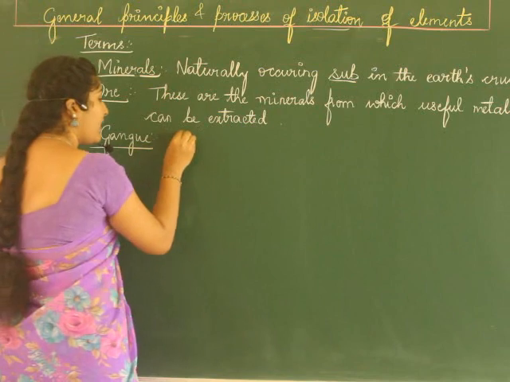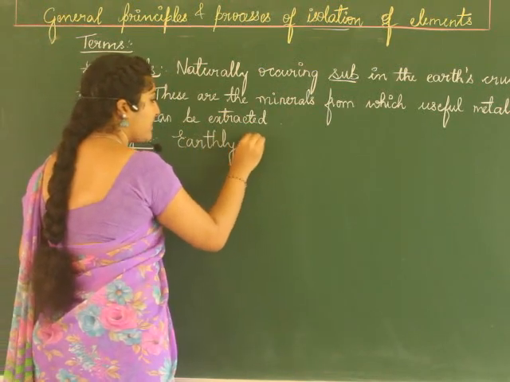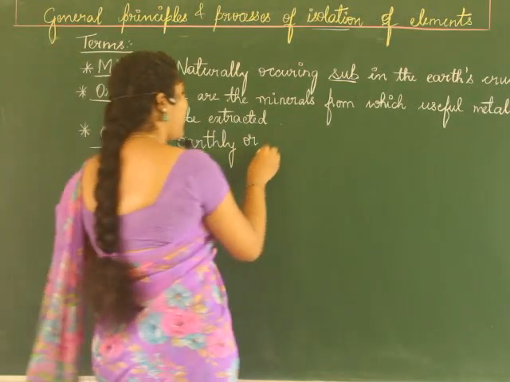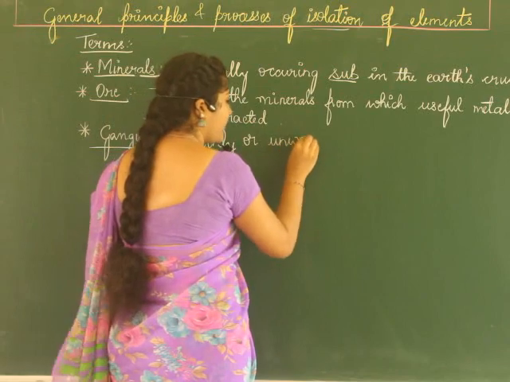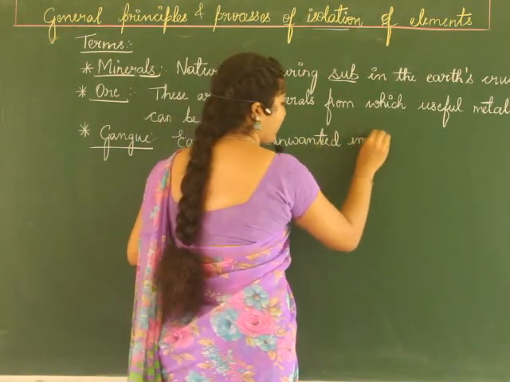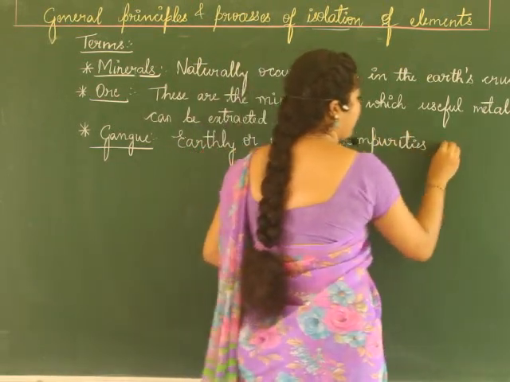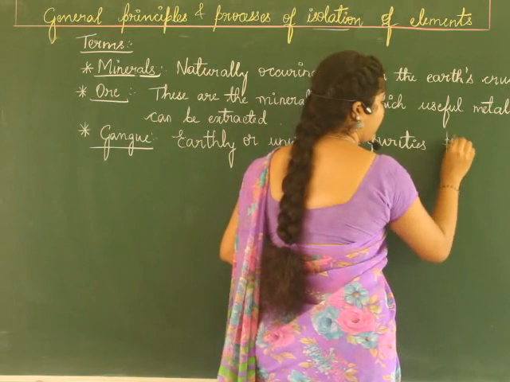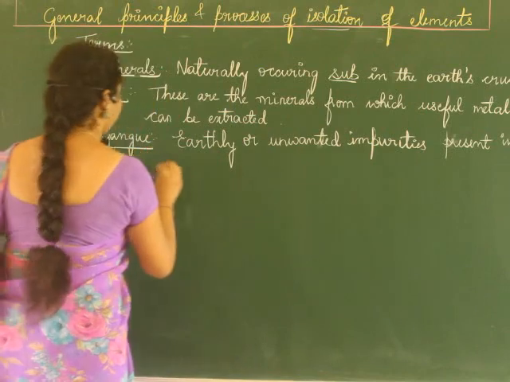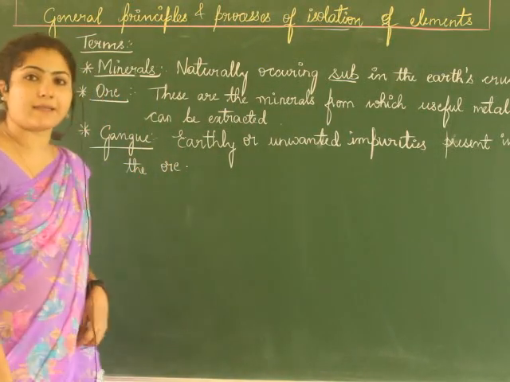What is gangue? Earthly, or earthly means say sand, dust, clay, all those. Earthly or unwanted impurities present in the ore are called gangue particles.